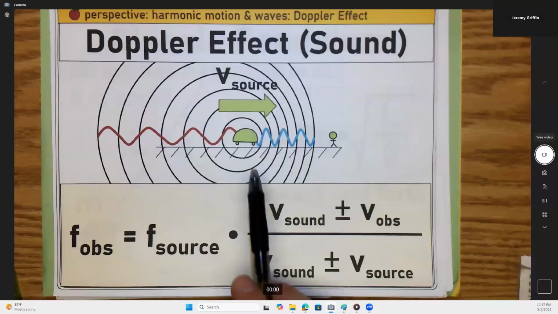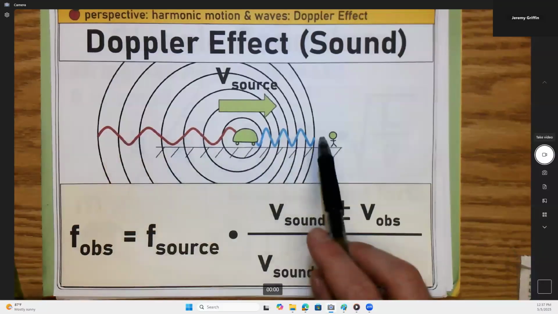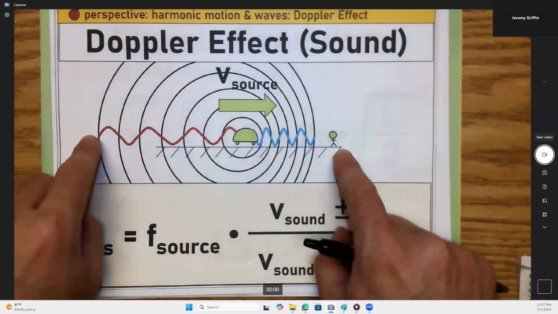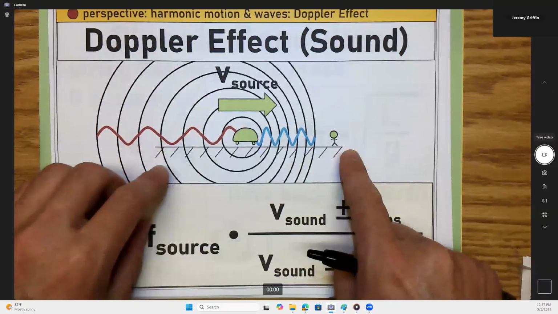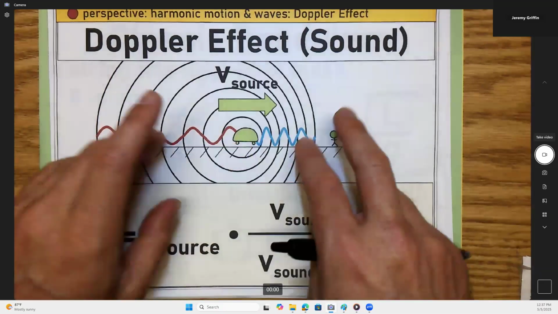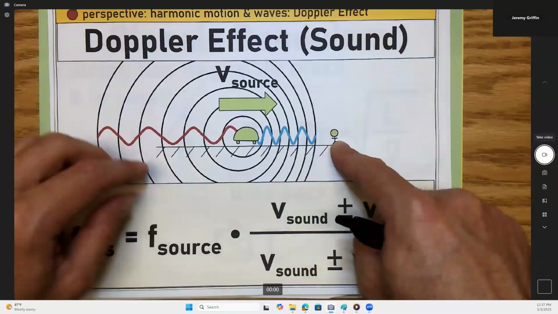Take another look at this. The poster is showing a car driving through the air, and here's an observer. Something like that. Now replace the car with the bug and the air with water, and here's still the observer. Now the bug's swimming towards you.